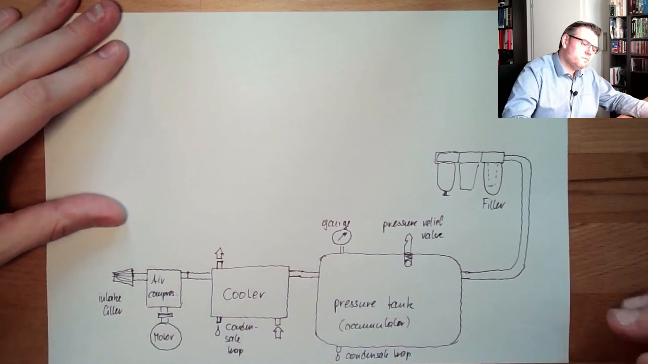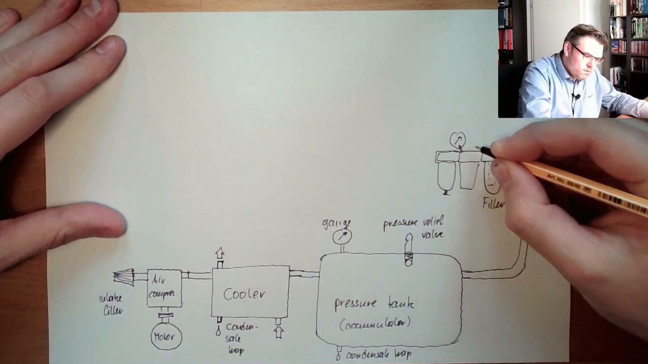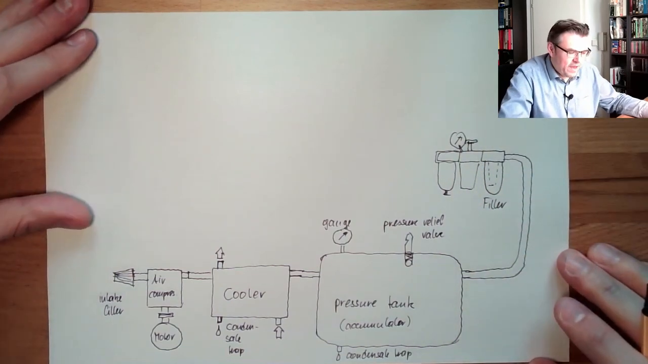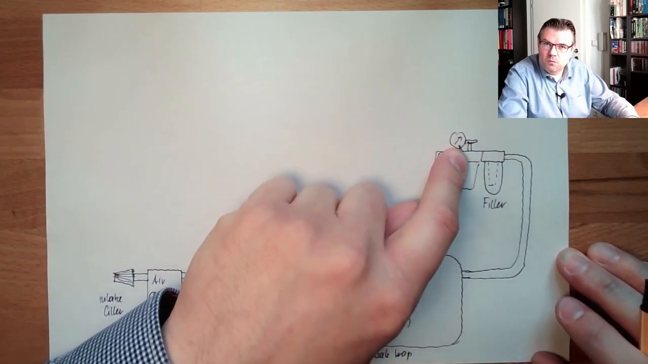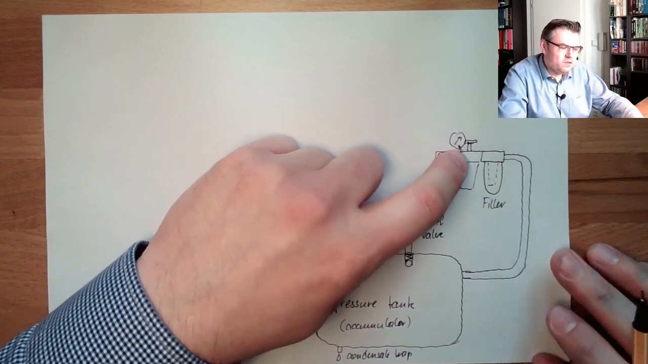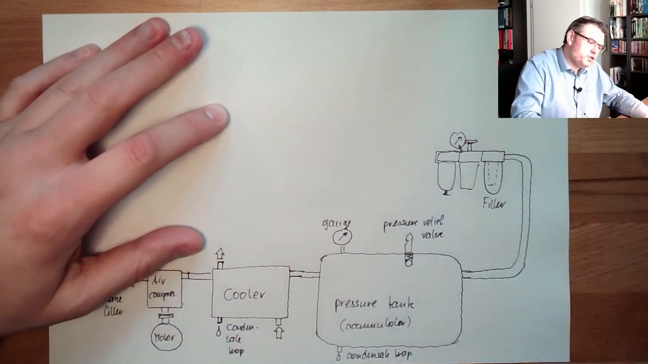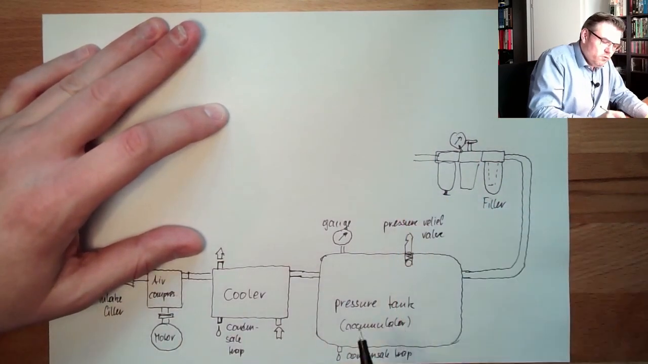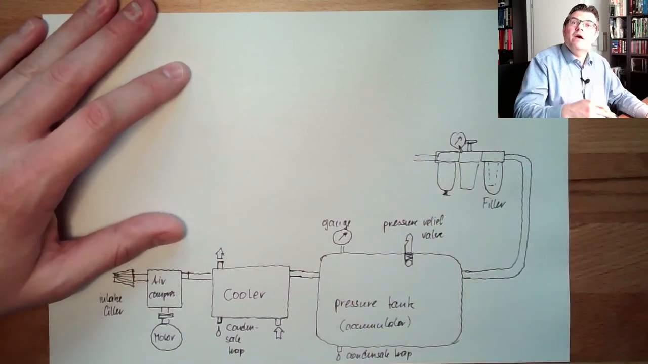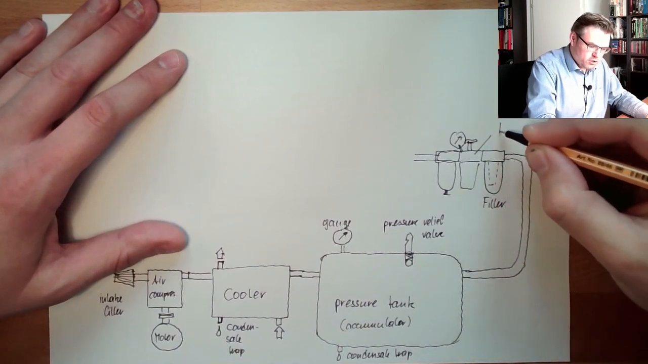Then we usually have something where we can adjust the pressure afterwards. So this is a pressure control valve. Okay, and this pressure control valve is controlling the pressure after the valve. Usually here we have a higher pressure, and after the pressure control valve, we have the working pressure, which is lower. So this is the pressure control valve.